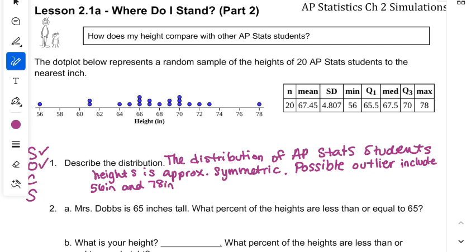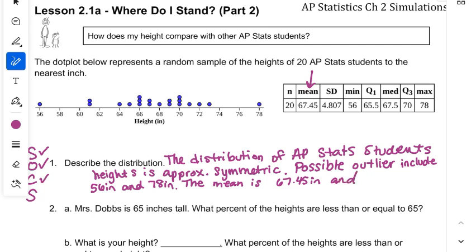Okay, so center. Since this is symmetric, what should we use for our center? Mean, that's right. So we're going to look at the mean, and it gives that to us in our stats. So the mean is 67.45 inches.